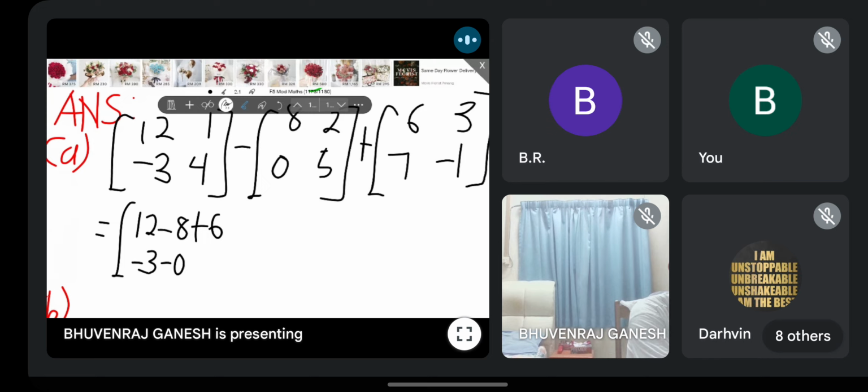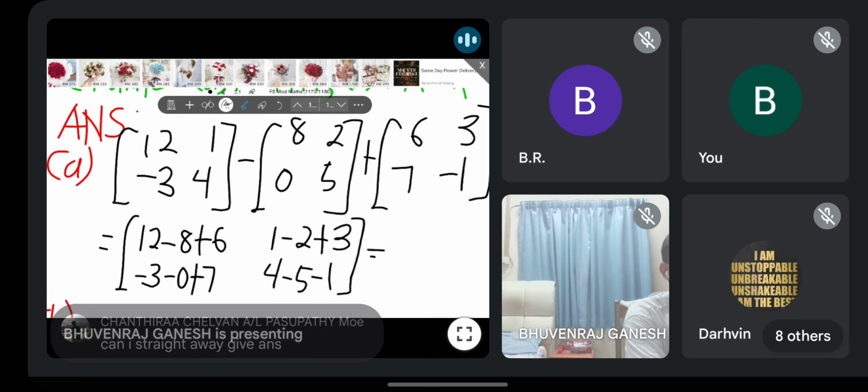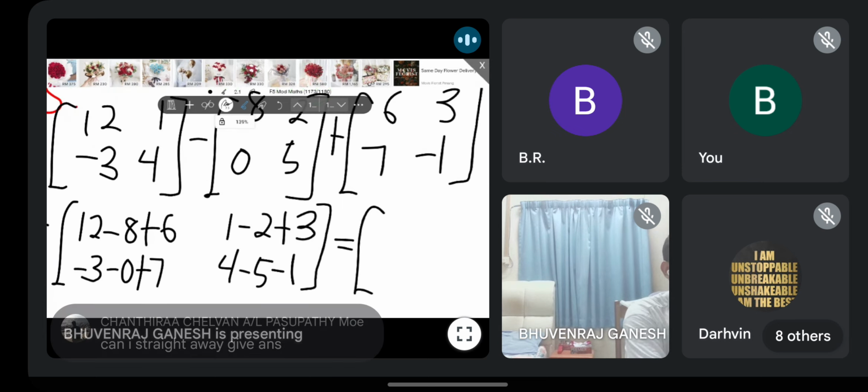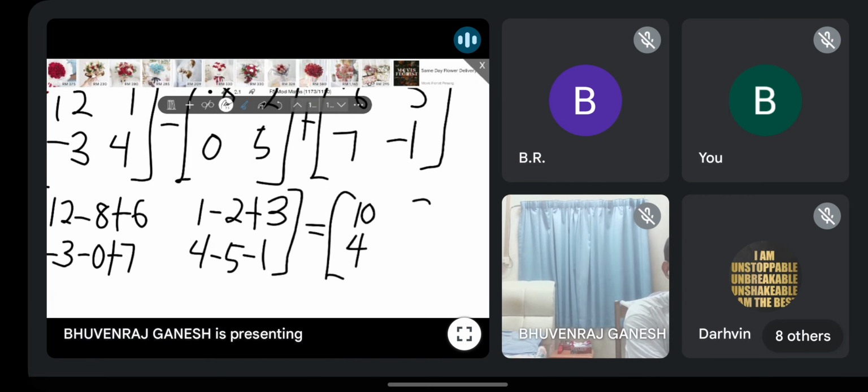You can write like this in the exam, so that you don't get confused by the sign, negative sign or anything. Okay, you can write like this. 4 minus 5 minus 1. Okay, then you count out the value. You equal to 10 and then 4 and then 2 and then -2.